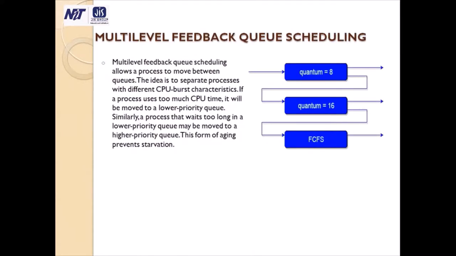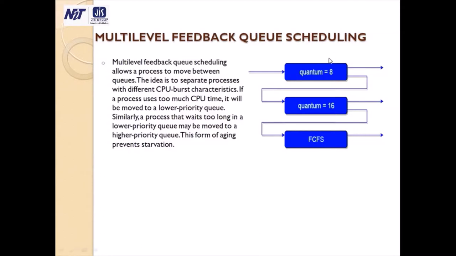The second algorithm is multi-level feedback queue scheduling. In multi-level feedback queue scheduling, a process is allowed to move between queues. The idea is to separate processes with different CPU burst time characteristics. If a process uses too much CPU time, it will be moved to a lower priority queue. Similarly, a process that waits too long in a lower priority queue may be moved into a higher priority queue. This is a form of aging, to prevent starvation.